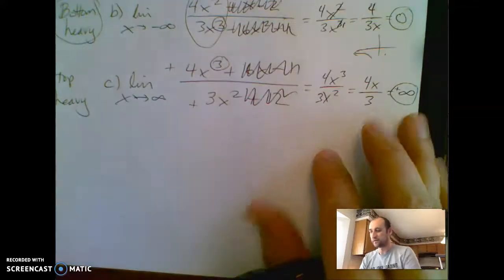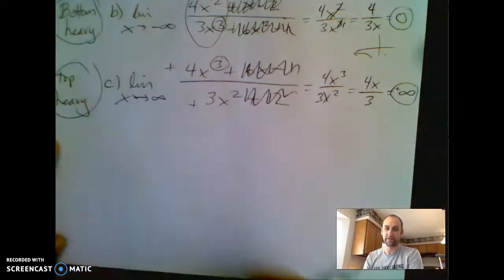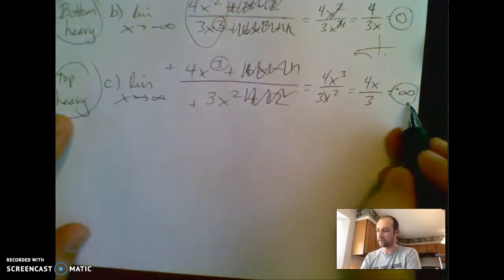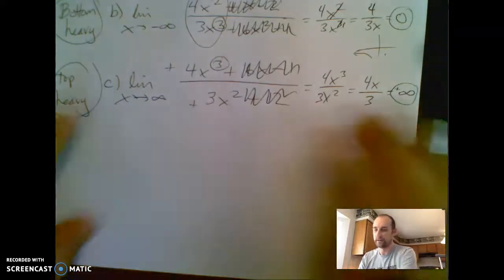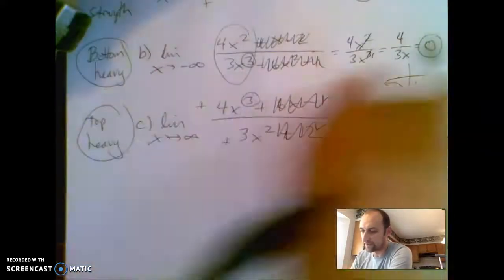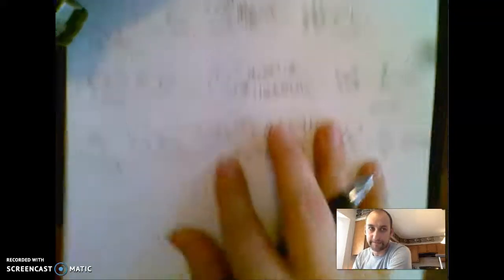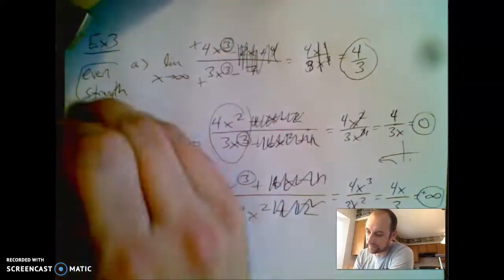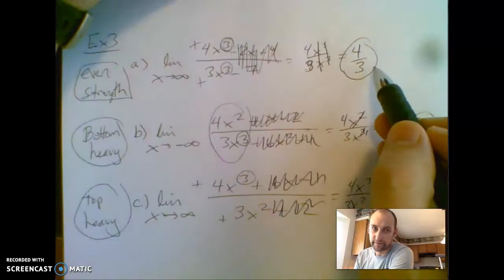All right. So, by the way, every time you have a top-heavy graph, it will either end in infinity or a negative infinity. Every time you have a bottom-heavy graph, it will always end in 0. And every time you have an even strength graph, it'll end in a number. Could be positive, could be negative, you gotta check.